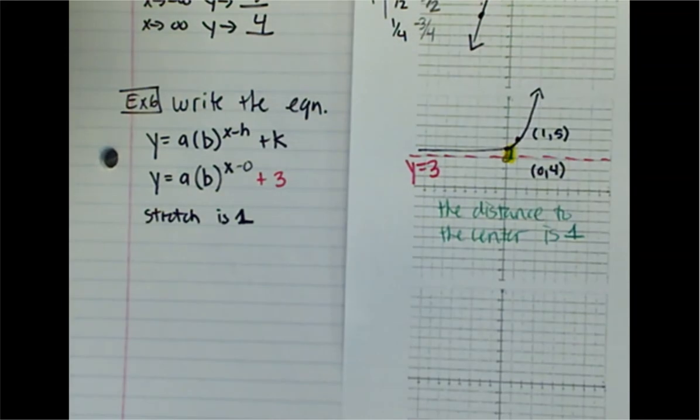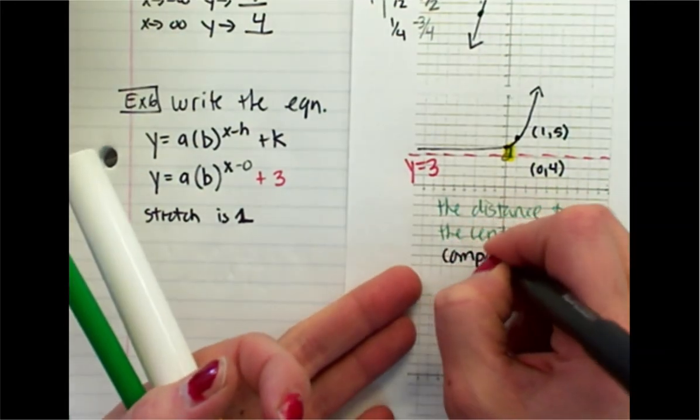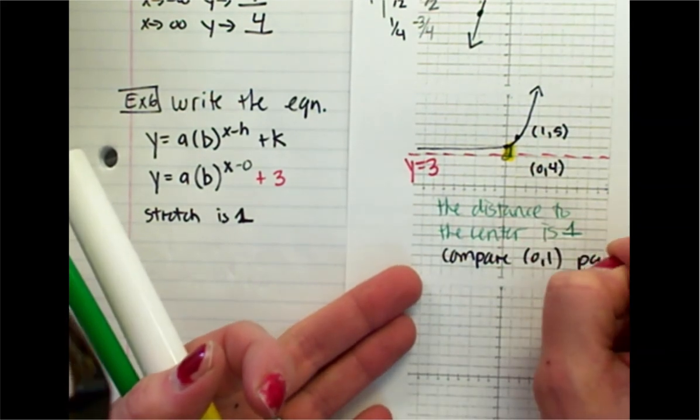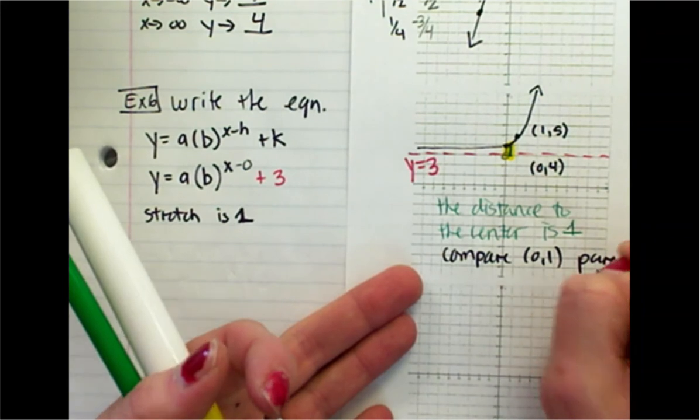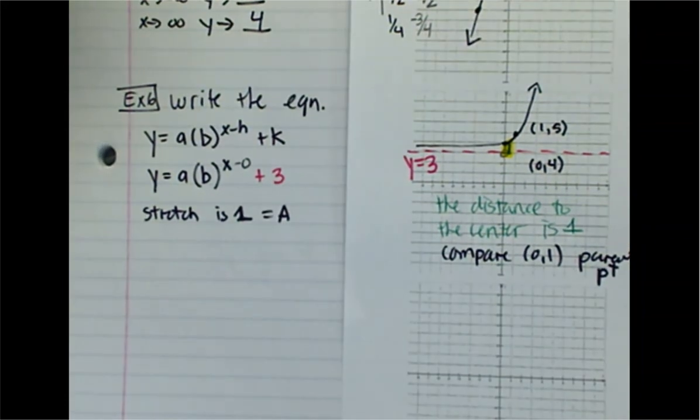Oh, 0, 1. 0, 1 is the point no matter what, which means the a value is 1 because the distance is 1, because I'm comparing the 0, 1 parent point. Okay, so we are going to go ahead and put an a value of 1. Maybe you know the b value, maybe you don't. But you pick a value and solve for it.